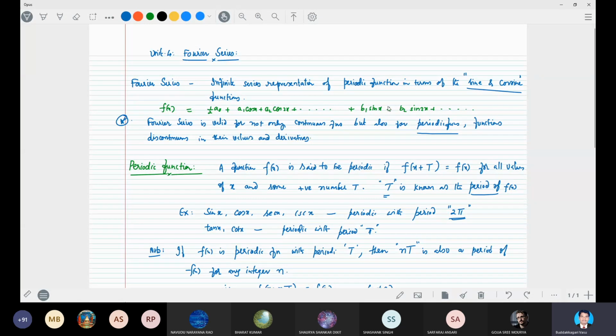How will you find the sum of the series? Sum of an infinite series, whatever series you have already studied in the last semester, series and sequences. In which, how will you find the sum of the series? Sir, arithmetic and geometric progressions.